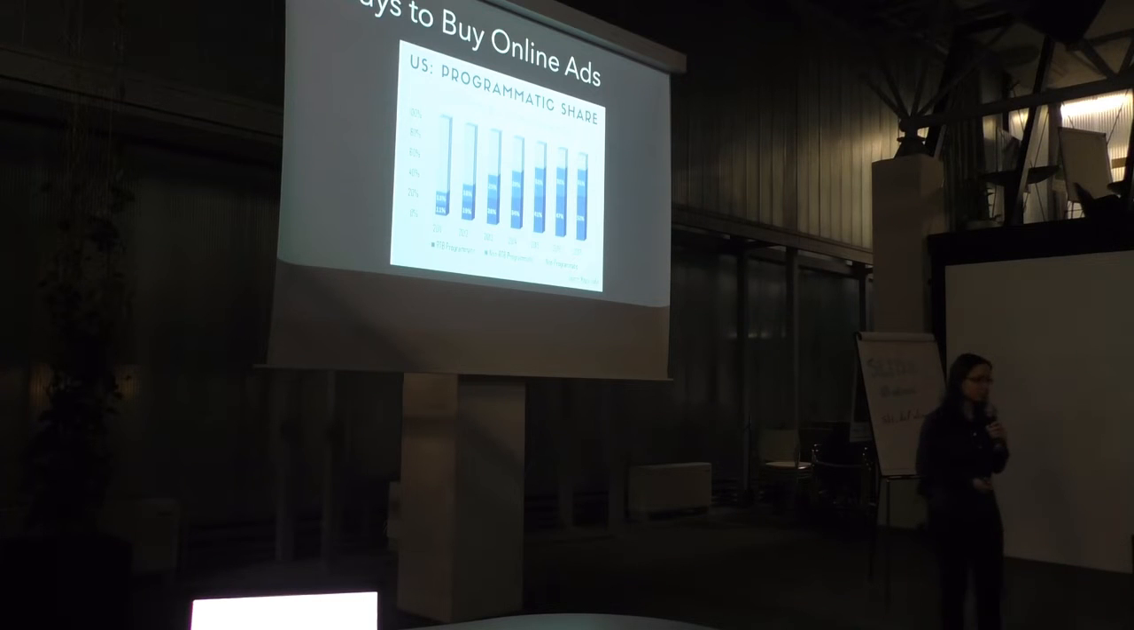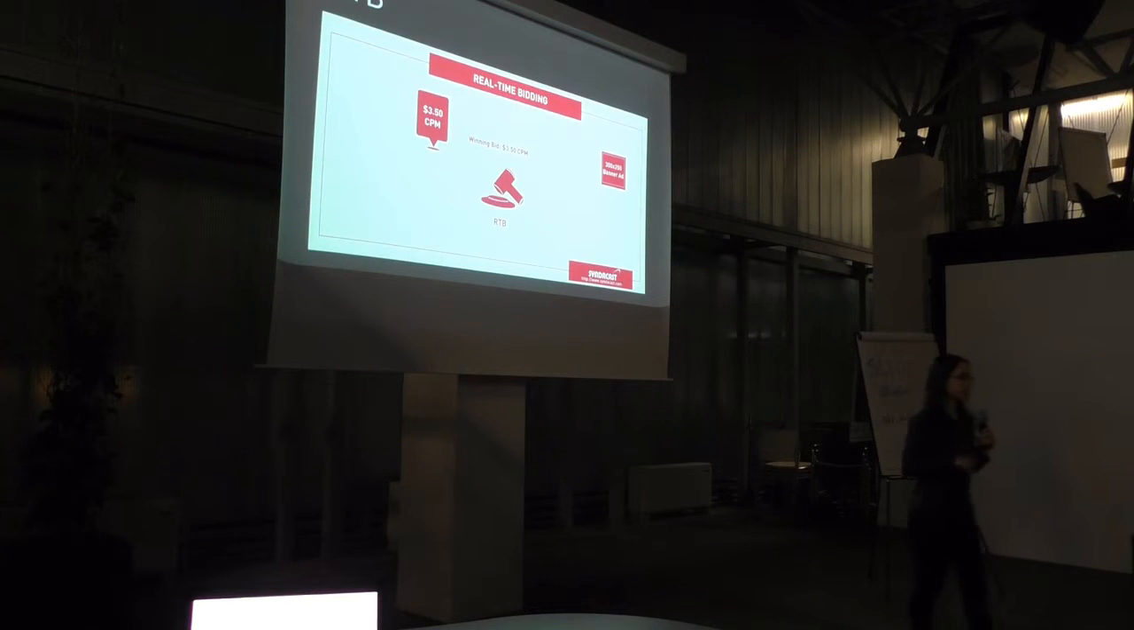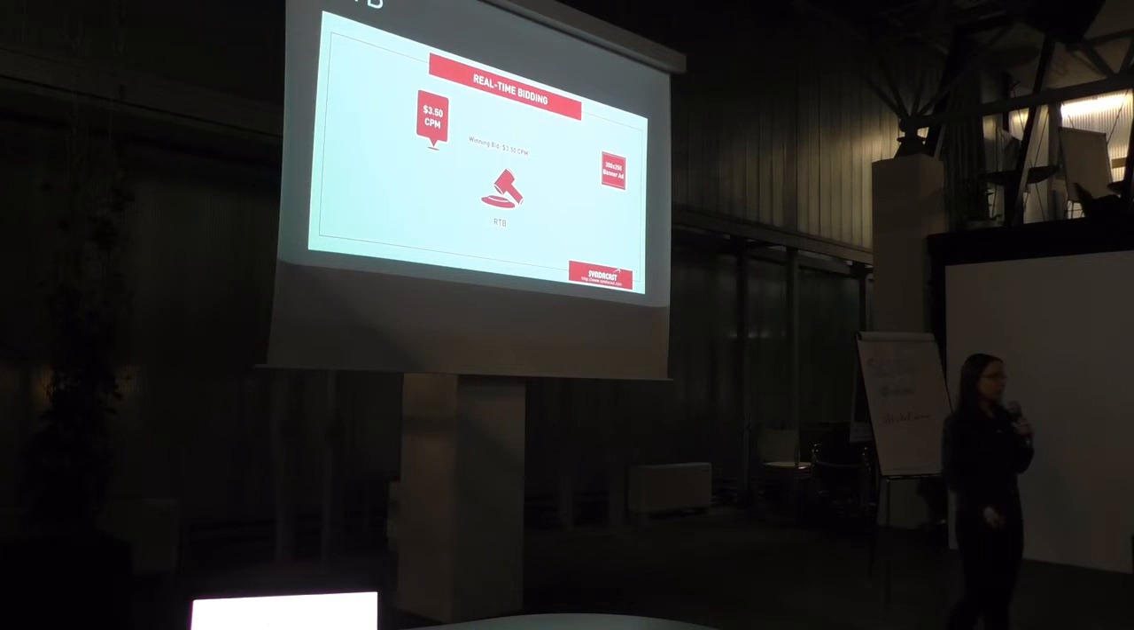The second way to buy online ads is non-RTB programmatic. This is basically the same as the previous one. The only difference is that it happens in online space. And the third one, and for us the most important one, is RTB. RTB stands for real-time bidding, and it basically represents an online auction.